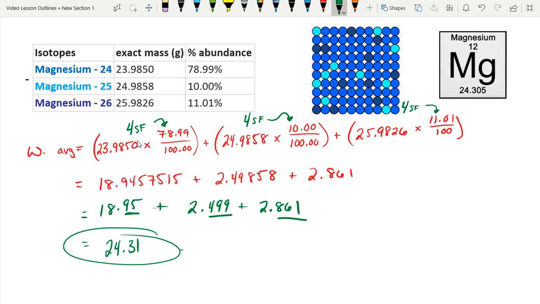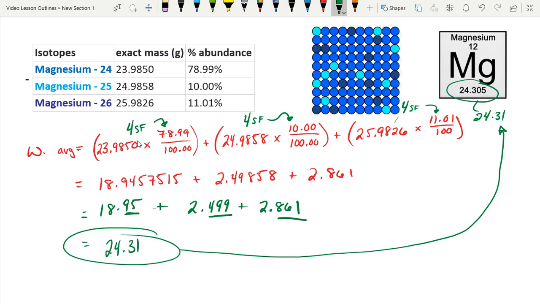If we compare that back to the weighted average for magnesium on the periodic table, remembering that we're always going to round these numbers to 2 decimal places, we see that we have a perfect match.